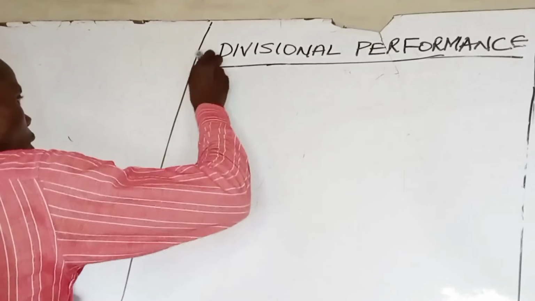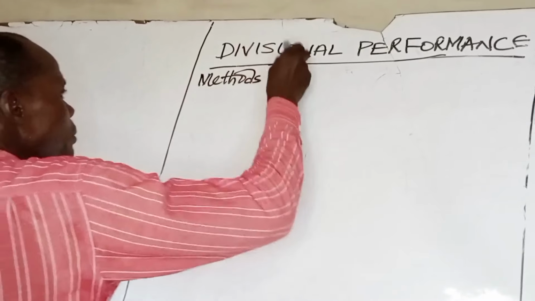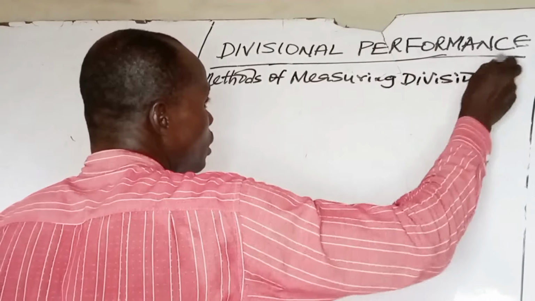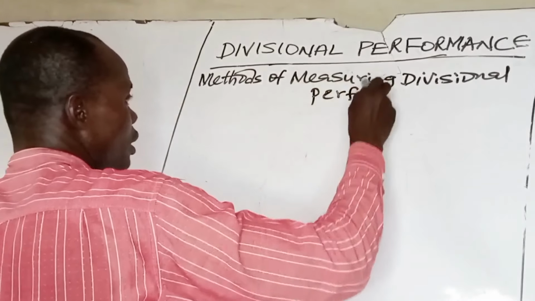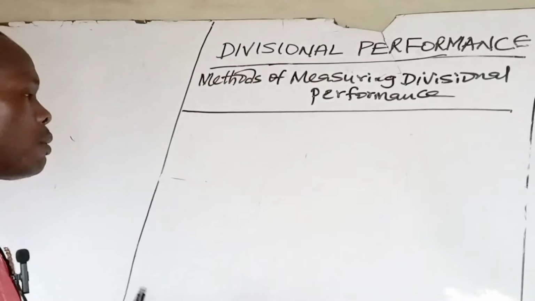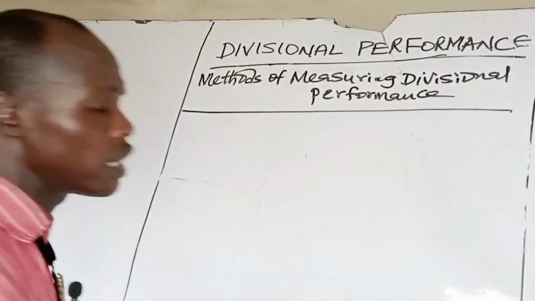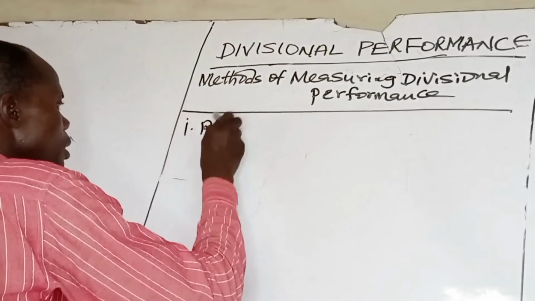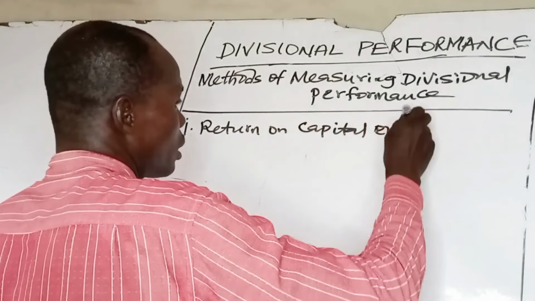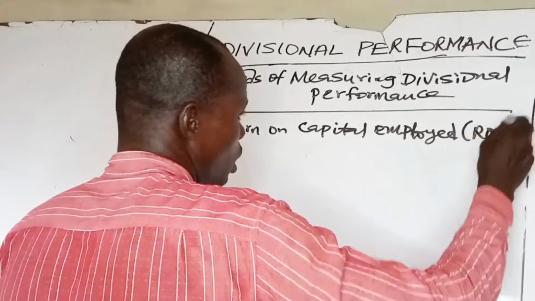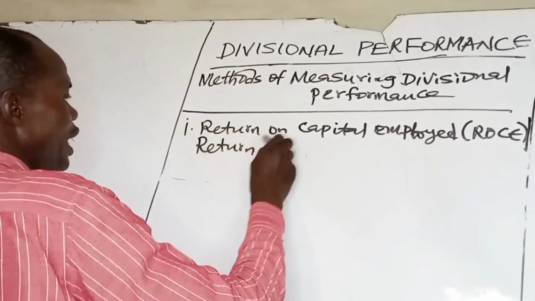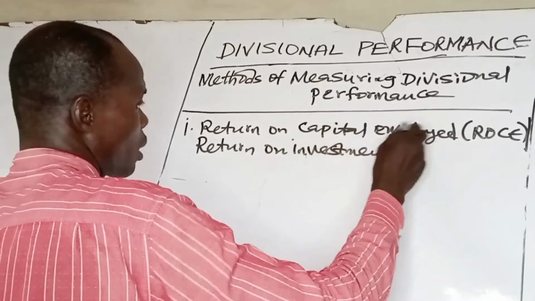Methods of measuring divisional performance. Divisional performance, or the performance of a division, can be measured in several ways. But for the purpose of this lecture, I will examine the three commonest methods. Number one is return on capital employed, ROCE, or better still, you can call it return on investment, ROI.